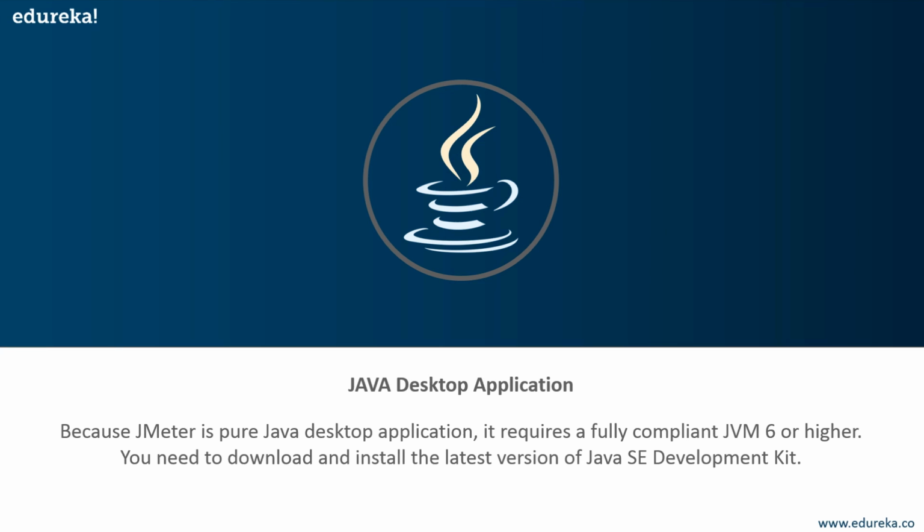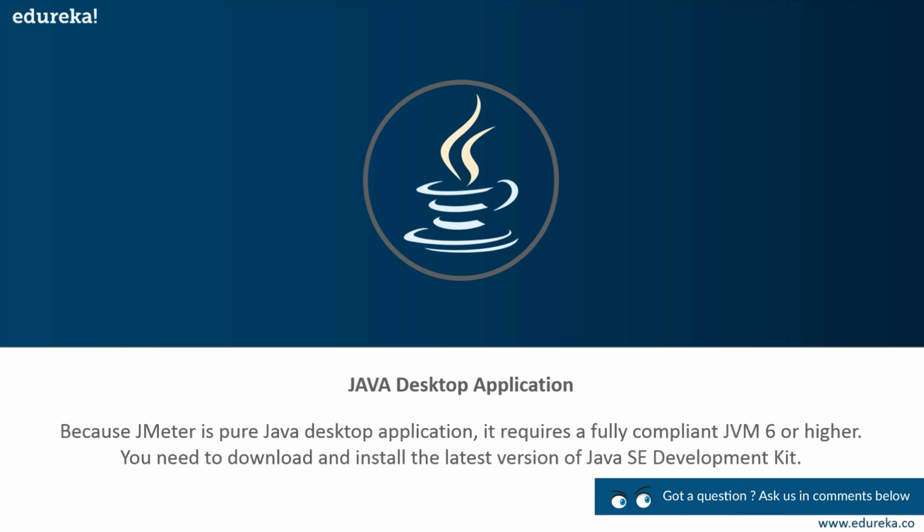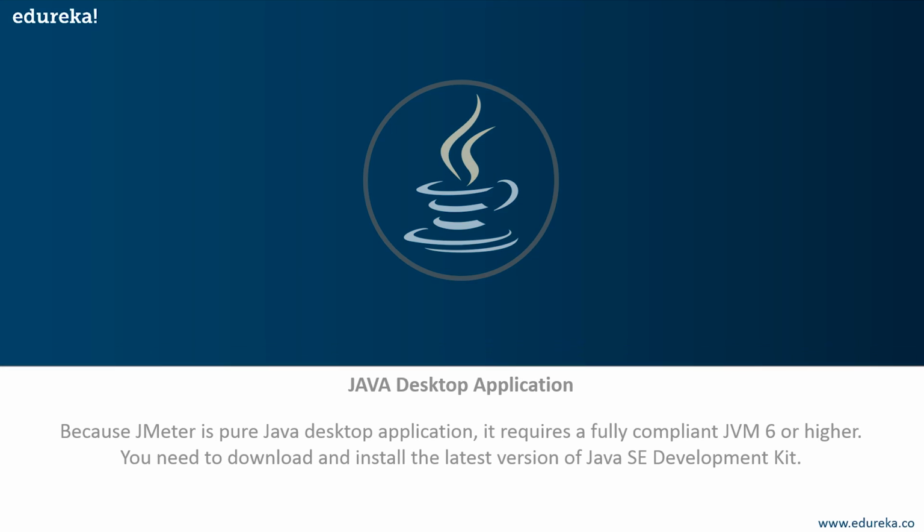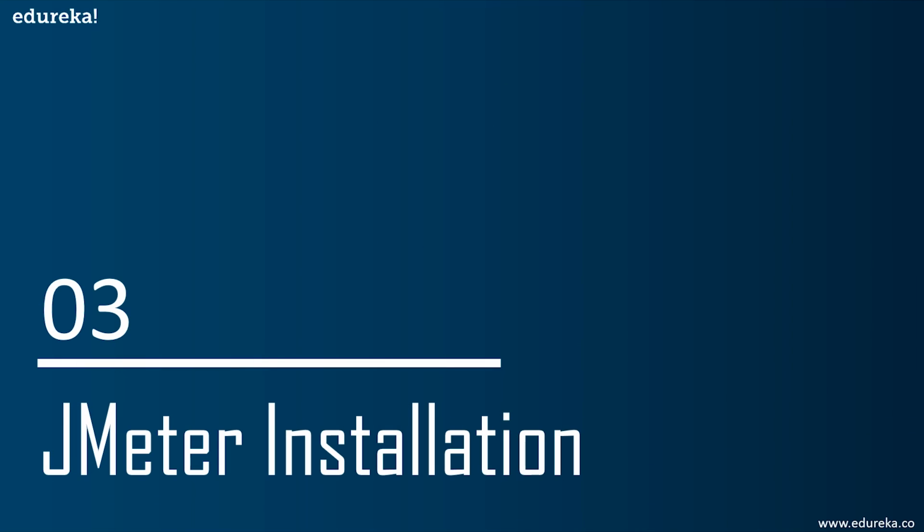Because JMeter is a pure Java desktop application, it requires a fully compliant JVM 6 or higher version. For that, you just need to download and install the latest version of Java SE Development Kit. And that's all. You don't need anything much in order to install your JMeter testing tool. So these were some of the prerequisites. Now I shall show you the different steps of installing JMeter.